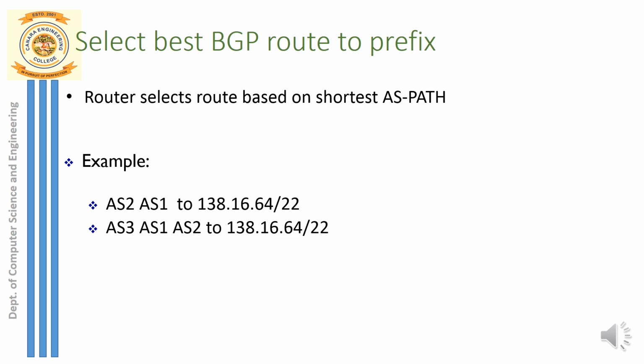So an example is, if I have an AS path for the prefix 138.116.64/22, and there are two routes, one is AS2 to AS1 and one more is AS3 to AS1 and then to AS2. Among these two AS paths, which is the shortest? Definitely the first path is shortest, AS2 to AS1, in order to reach this particular prefix. So the best route is based on the shortest path.